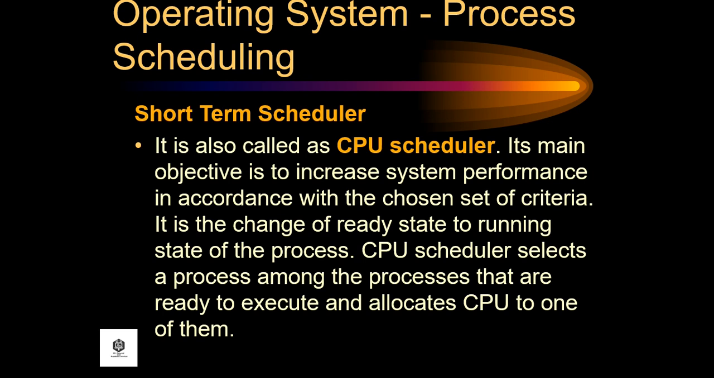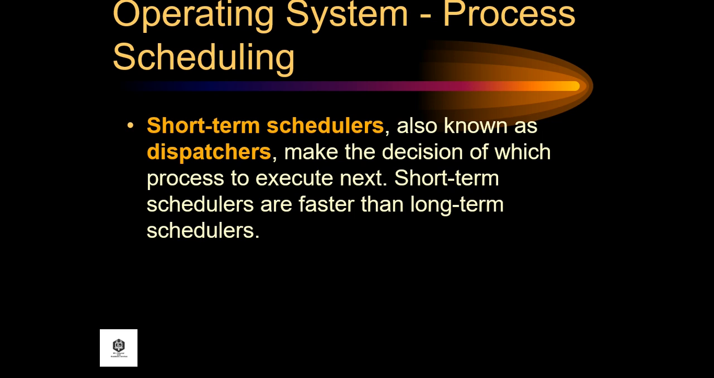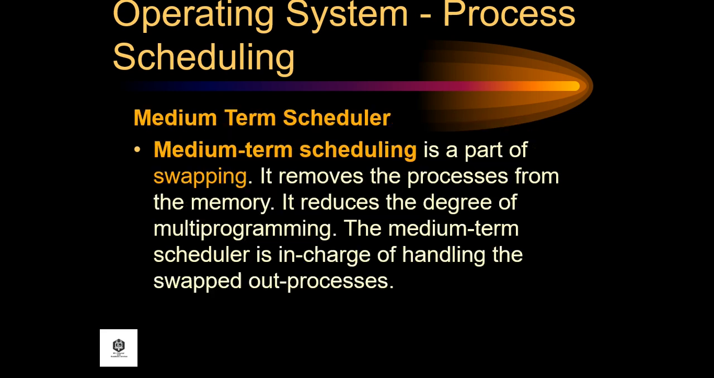Next is the short-term scheduler. It is also called a CPU scheduler. Its main objective is to increase system performance in accordance with the chosen set of criteria. It is the change of ready state to running state of the process. The CPU scheduler selects a process among the processes that are ready to execute and allocates the CPU to one of them. Short-term schedulers, also known as dispatchers, make the decision of which process to execute next. Short-term schedulers are faster than long-term schedulers.